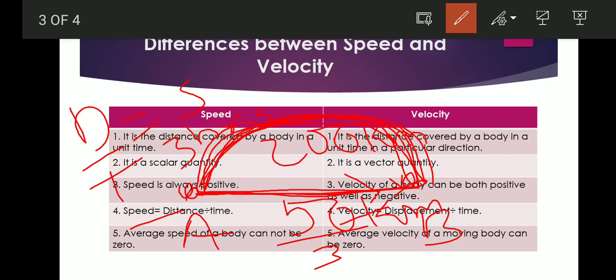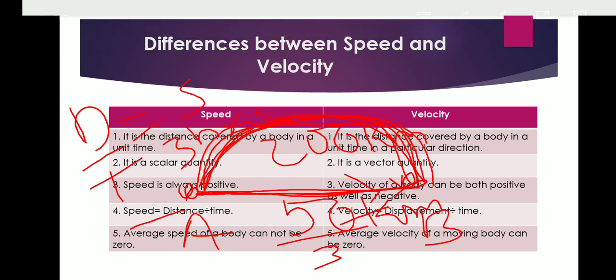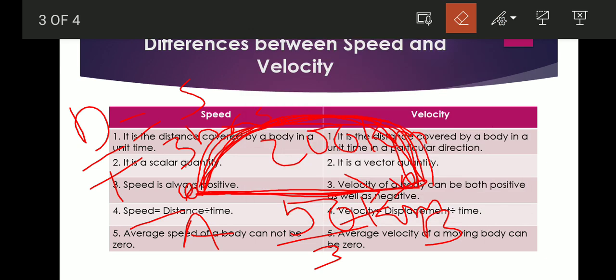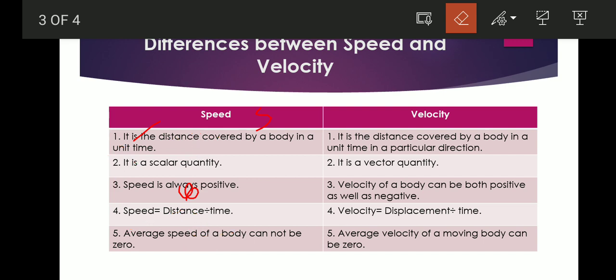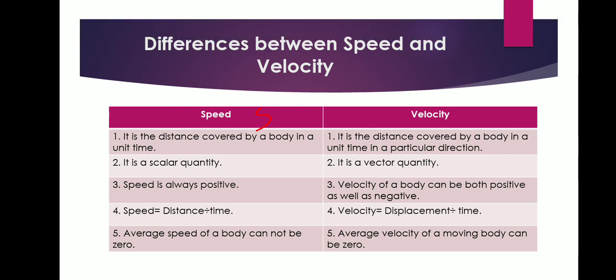Average speed of a body cannot be zero. Average speed cannot be zero, while average velocity of a moving body can be zero. This is because of a reason, and I will explain with an example. Actually the definition of velocity is the distance covered by a body in a unit time in a particular direction.